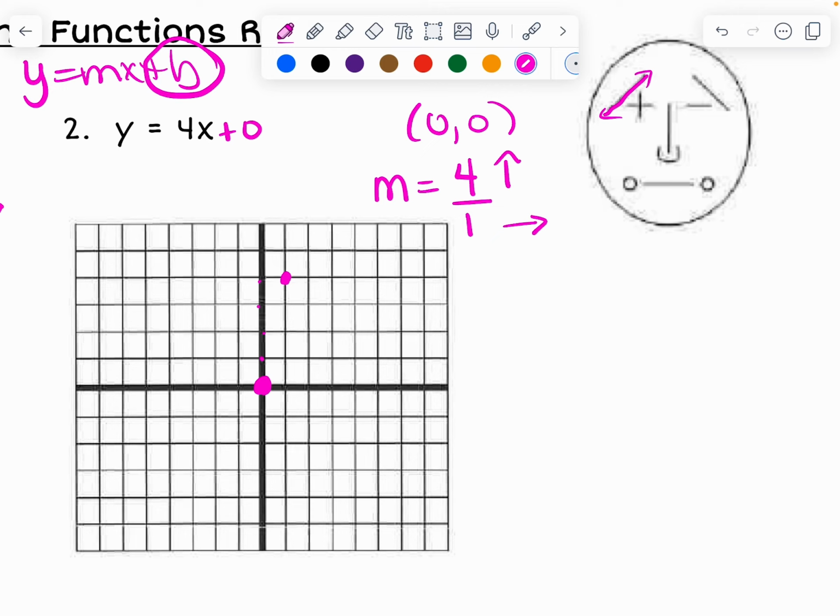Now, from the starting point, could I have gone down 4? 1, 2, 3, 4. But I would have had to go to the left 1. Okay, so there we have it.